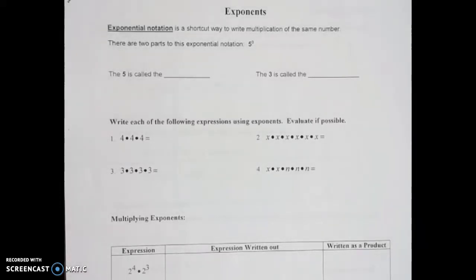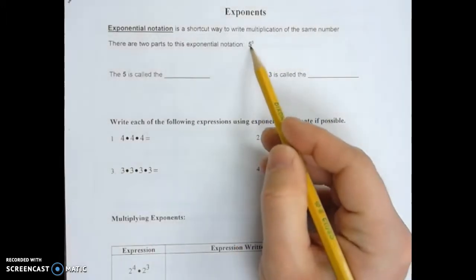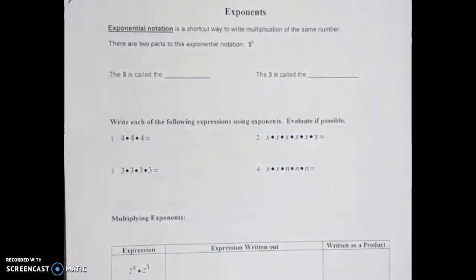In the first part of your lesson today, we're going to have a review of exponents. Exponents is a shortcut way to write multiplication of the same number. In a typical exponent problem, there are going to be two parts in your exponential notation. So in this example here, this is read as 5 to the third power.